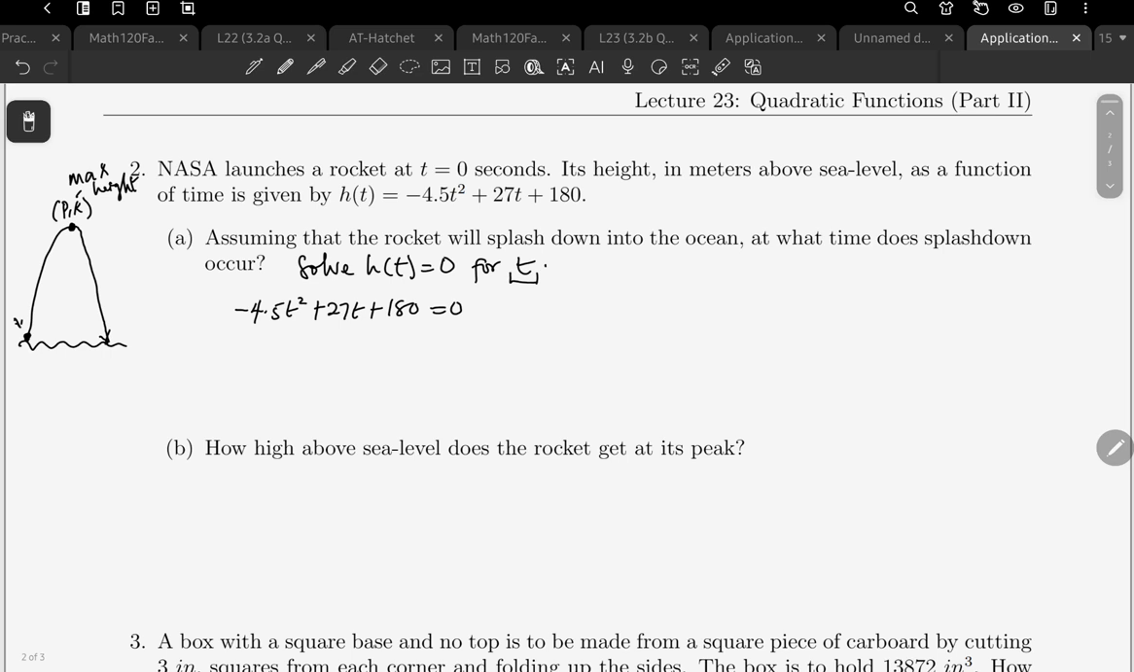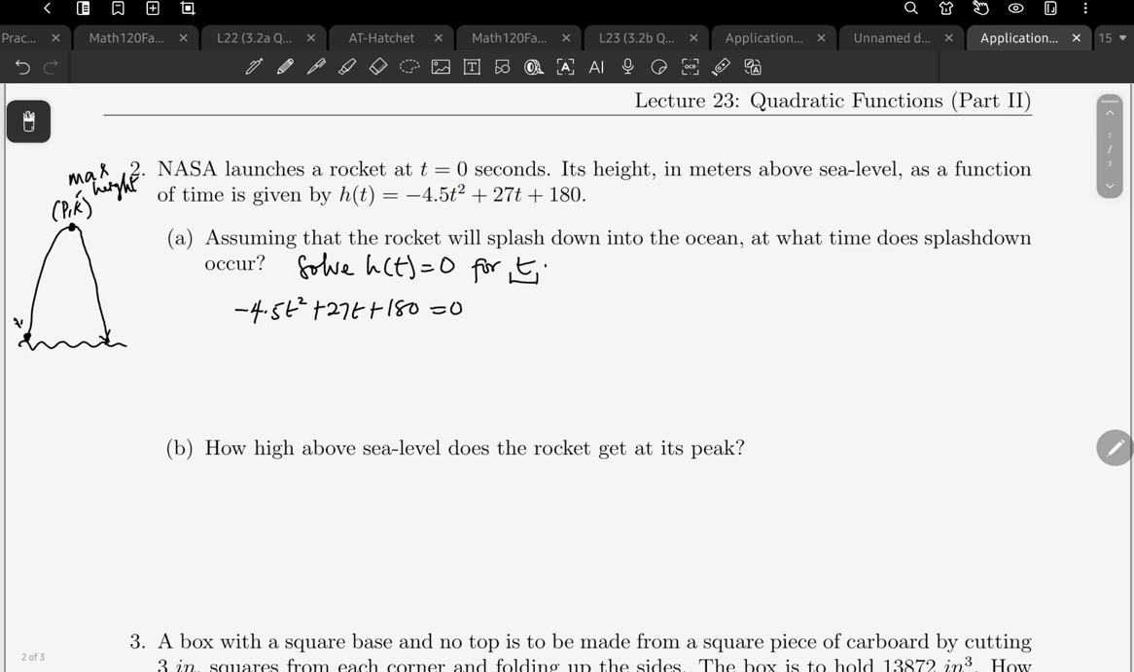In class yesterday, I mentioned that there are different methods to go about this. We could factorize if it is something very simple to factorize, especially when the leading coefficient is 1. In this case, we have a value there that is not even a whole number, a decimal number. So it could be very tricky to try to factorize this.